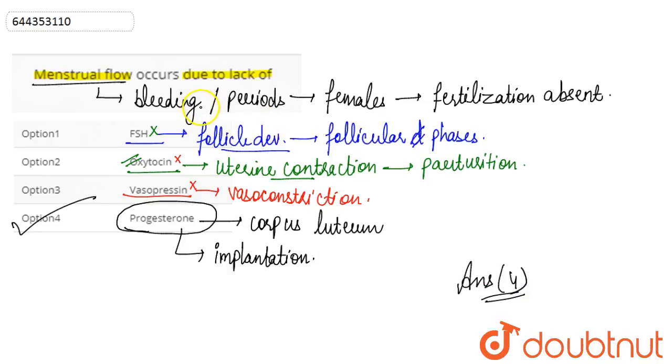So we can simply say that option 4 is our correct answer, because when fertilization does not occur, the corpus luteum degenerates, and when the corpus luteum degenerates, the progesterone hormone will not be produced, and hence the endometrial lining of the uterus will shed off. Because of that, the menstrual bleeding or the menstrual flow occurs. So the correct answer is option 4.